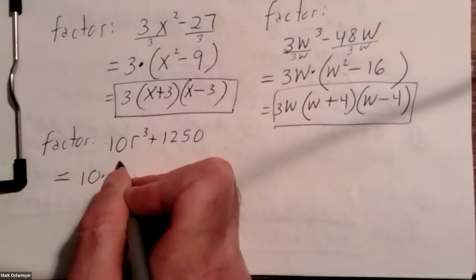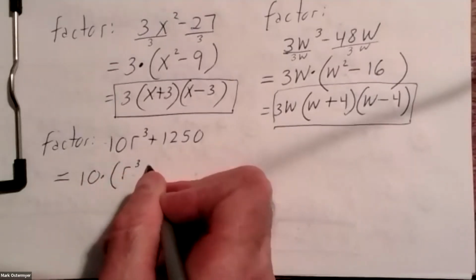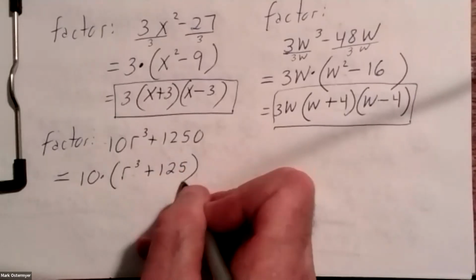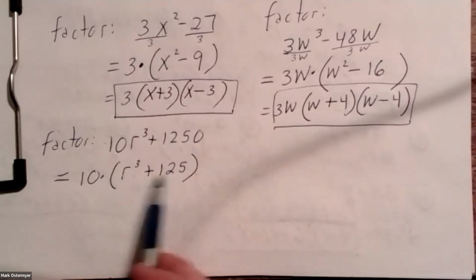Factor 10 out. And when you do that, you leave behind r cubed plus what? 125. Just lop off that trailing 0. There you go. Now, are we done, or can this itself be further factored down? You recognize it? Further factored.